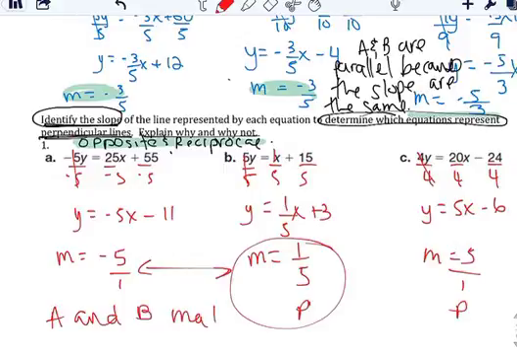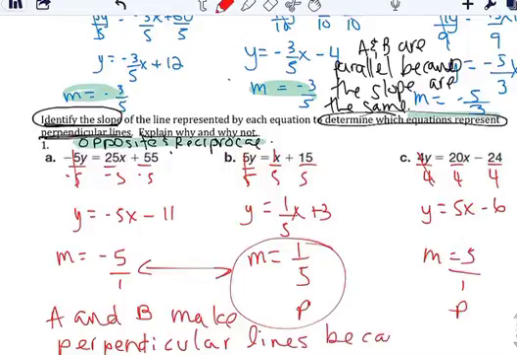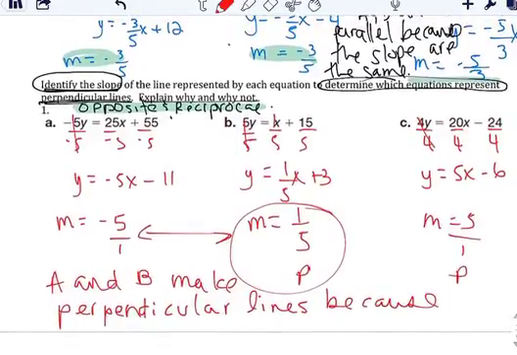make perpendicular lines because the slopes are opposite and reciprocal.